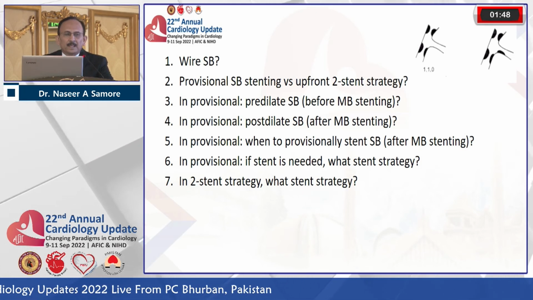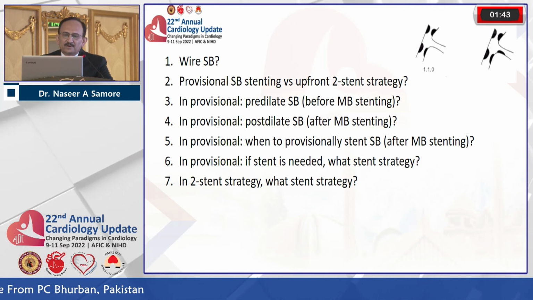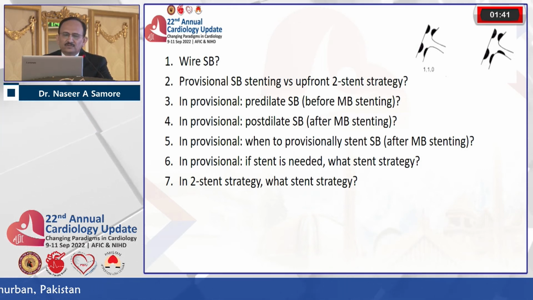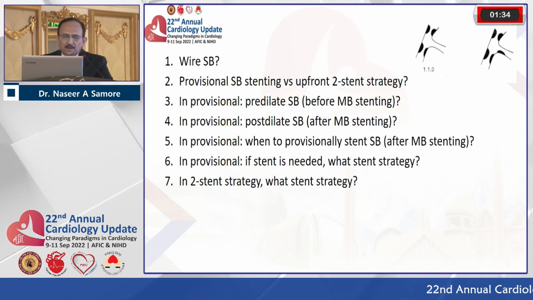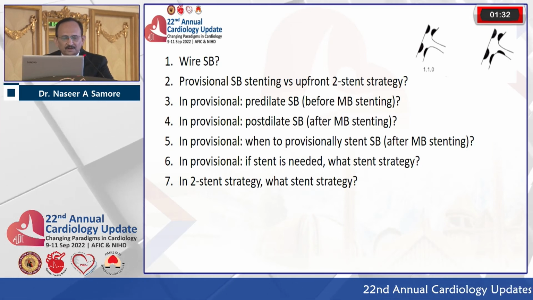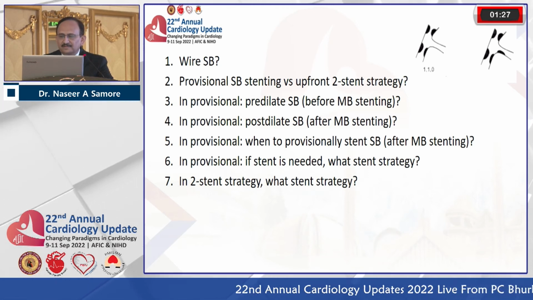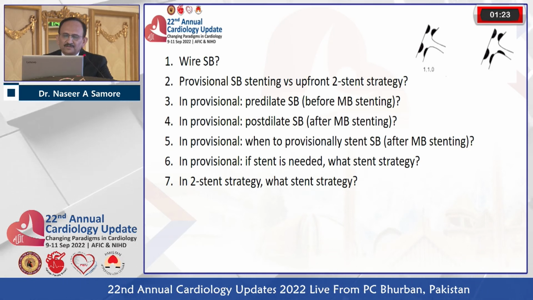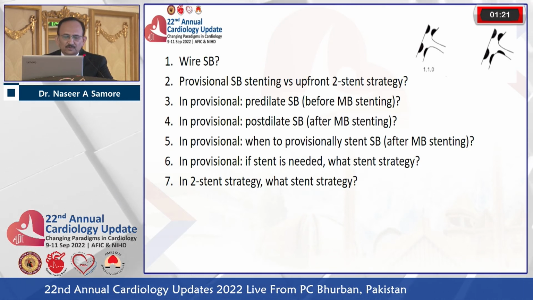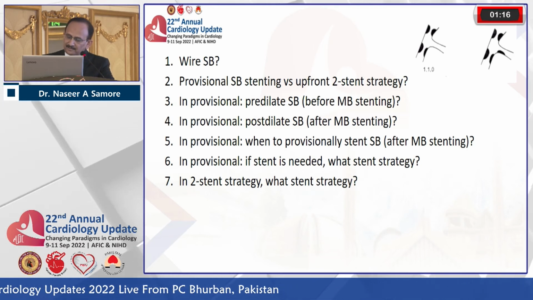So now there are certain questions which come to mind after going through all these classifications and the data. Whether to wire the side branch or not, provisional side branch stenting versus upfront two-stent strategy. In provisional, whether to pre-dilate the side branch or not. In provisional, whether to post-dilate the side branch or not. In provisional, when to provisionally stent the side branch after the main branch stenting. And in provisional, if a stent is needed, what stent strategy should be used. And in the two-stent strategy, what is the best stent strategy.